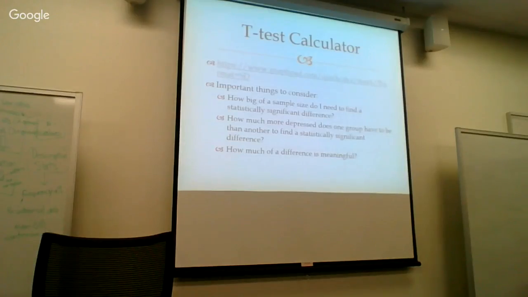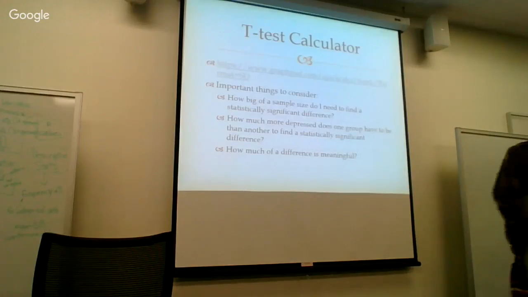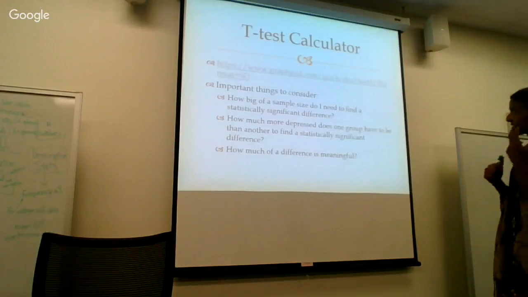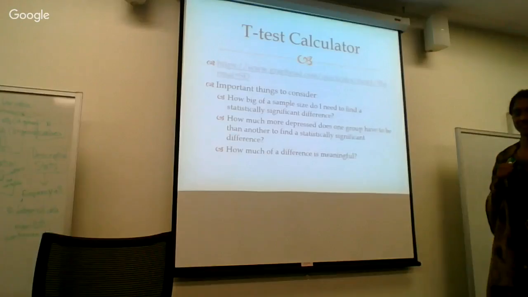The thing I want you to look at is how big of a sample size I need to find a statistically significant difference. What did we say a statistically significant difference is? What's the p-value? P equals 0.05 or less, right? How much more depressed does one group have to be than another to find a statistically significant difference? Sample size is something that goes into the t-test score.